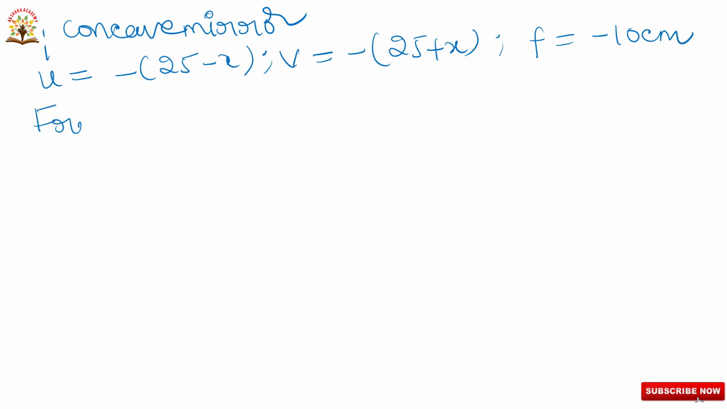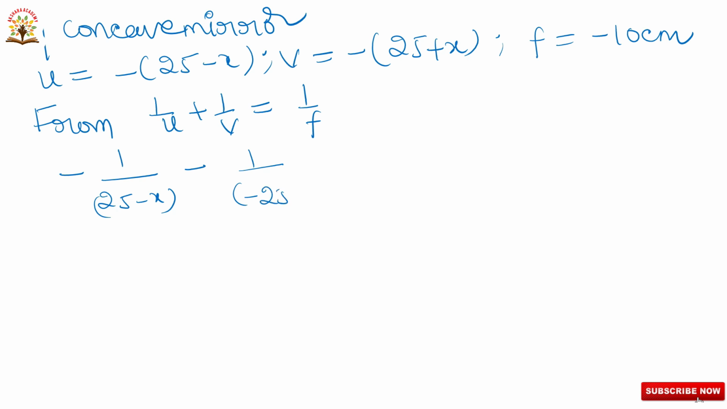Now from the mirror formula, 1 by u plus 1 by v is equal to 1 by f. Now substituting, minus 1 by (25 minus x) plus minus 1 by (25 plus x), that is equal to minus 1 by 10. Now taking LCM, 25 plus x plus 25 minus x.